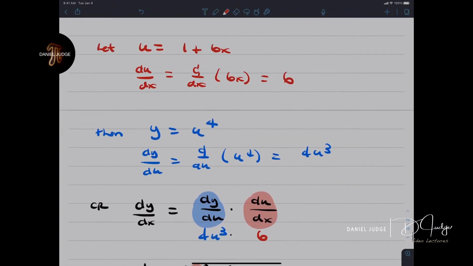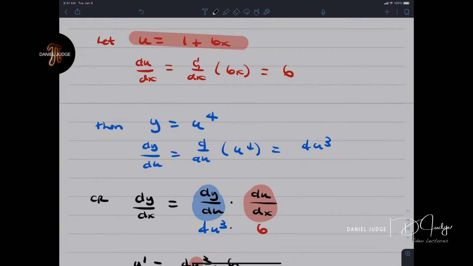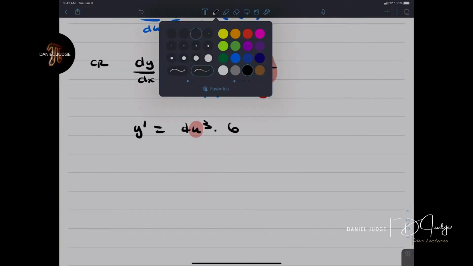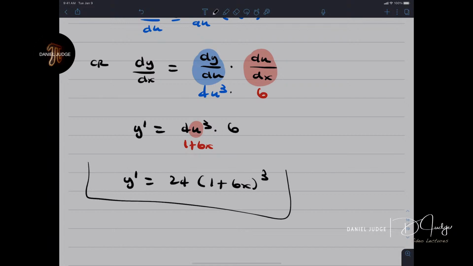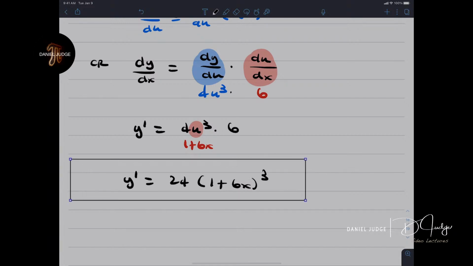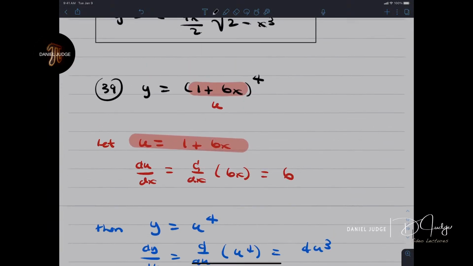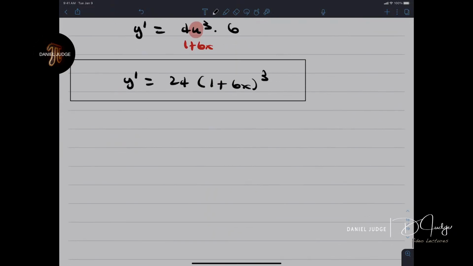But our u is 1 plus 6x. So I'm going to replace the u with 1 plus 6x. Final answer. 6 times 4 is 24 times 1 plus 6x to the third power. And this is using the chain rule formula. This is 39.